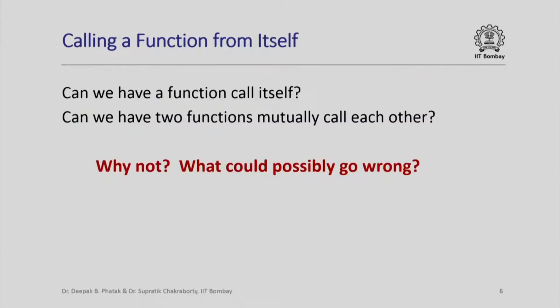Now one can ask, well, instead of letting one function call a different function, what would happen if we let a function call itself, or what would happen if we let two functions mutually call each other? So function 1 could call function 2 and function 2 in turn could call function 1. What could possibly go wrong if we let this happen?